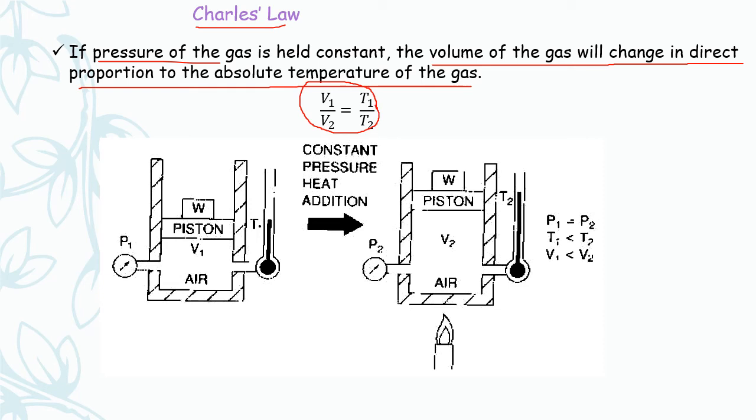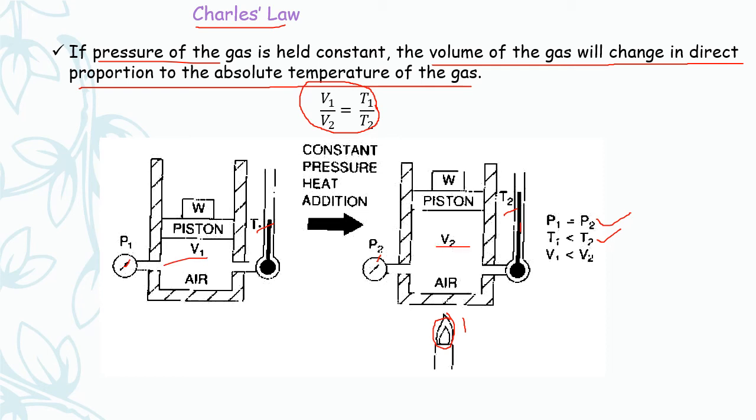You can see this again by taking a similar example. You can see the two figures. The pressure gauge indicators P1 and P2 are the same. In the second case, this piston cylinder arrangement is heated. When temperature is increased from T1 to T2, you can see the temperature indicated in the thermometer. So temperature is increased from T1 to T2, and volume will increase from V1 to V2.